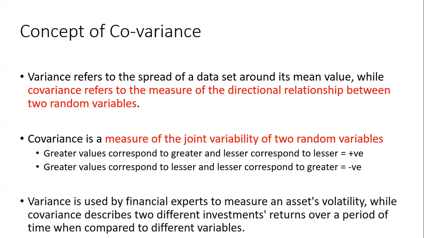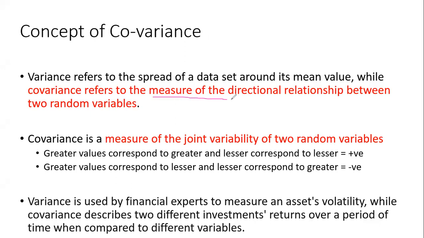Variance, all of you know, right? Variance is simply the spread of data around its mean value. So what about the standard deviation? Standard deviation and variance, what's the difference? The square root, that's it. The square root of variance is the standard deviation.